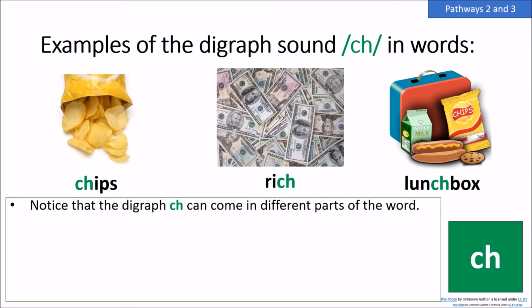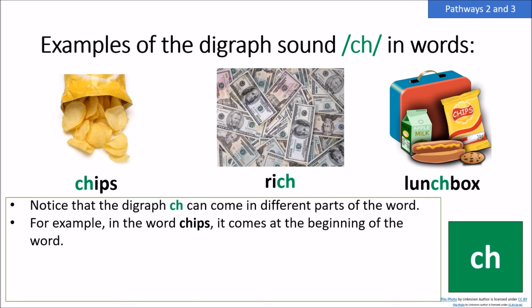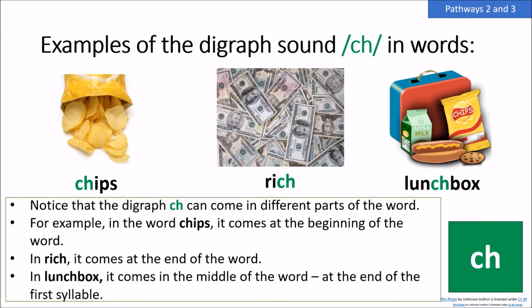Notice that the digraph ch can come in different parts of the word. For example, in the word chips, it comes at the beginning of the word. In rich, it comes at the end of the word. And in lunchbox, it comes in the middle of the word at the end of the first syllable.